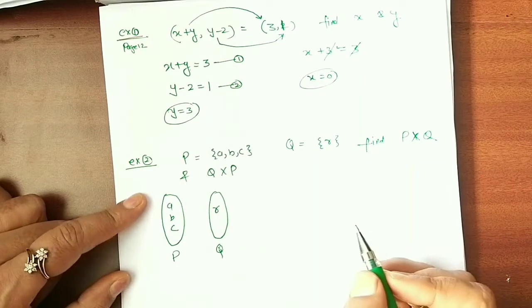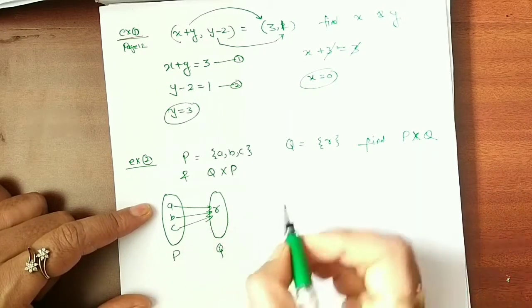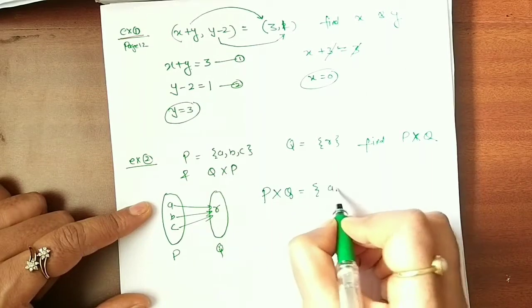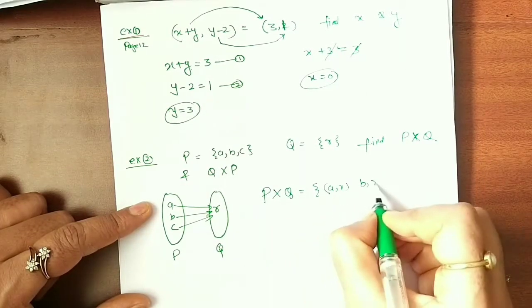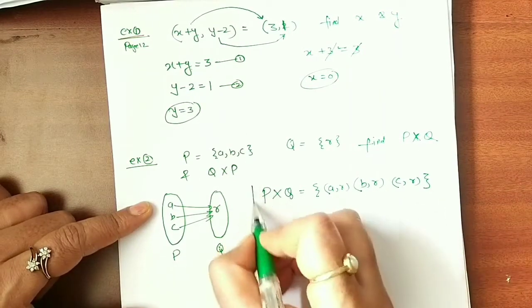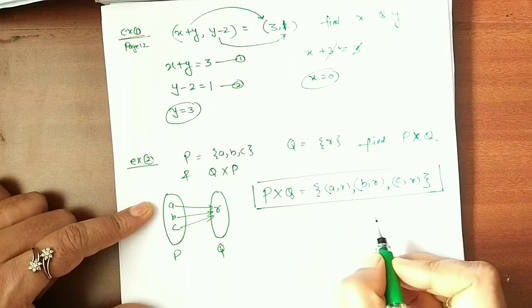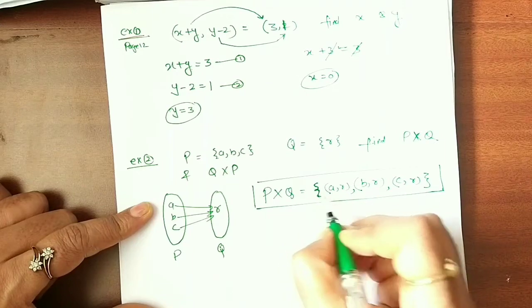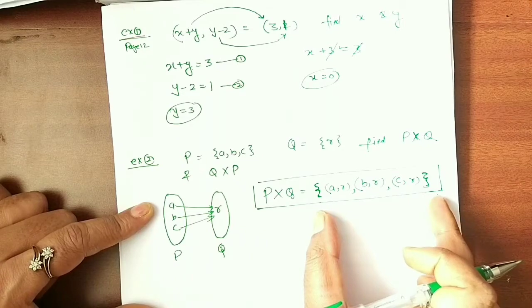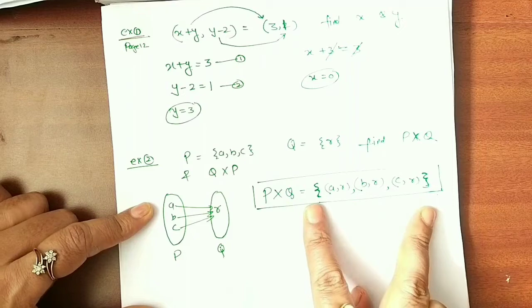In Cartesian product, we take all possible ordered pairs. So A with R, B with R, and C with R. Or you can say P cross Q is nothing but A comma R, B comma R, and C comma R. Remember one thing, Cartesian product elements are always written with comma in the middle and with curly brackets in the beginning and in the end. So these are important things to be noticed, that for Cartesian products all ordered pairs are written with comma with curly brackets, right?